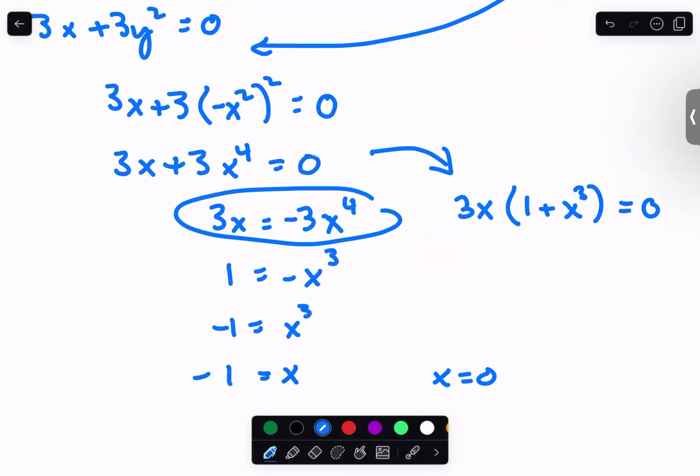So now we have a product of two things that must be 0. That means that either 3x is equal to 0, which gives us our solution that we missed, or 1 plus x cubed must be equal to 0, which turns out to be exactly x is equal to -1. So in this method, we get both solutions.